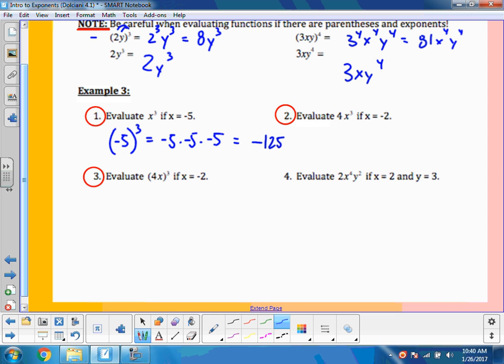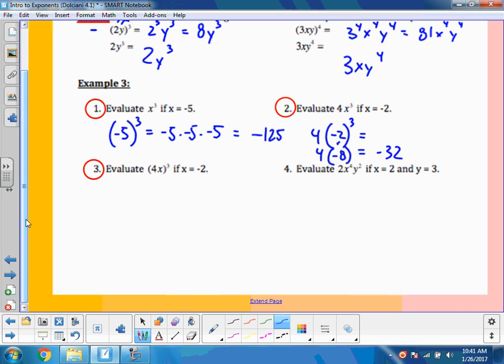Number 2, I have 4 times x to the third, and x is -2 to the third. Okay, so I'm going to do -2 times -2 times -2, which is -8 times 4. So I have 4 times -8, and I'm going to get -32.